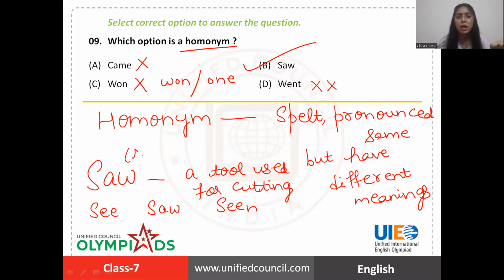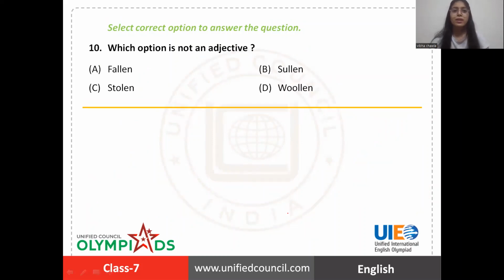One meaning is as a noun, it is a tool used for cutting. Another meaning is as a verb. It is the past of verb see. To see something, right? It is past of verb see. So definitely option B is a homonym. Okay, let's have a look at question number 10 now.